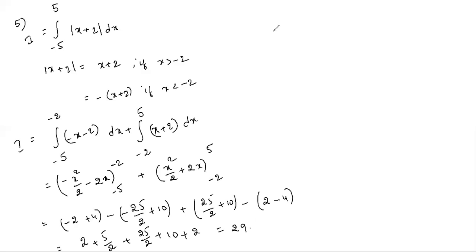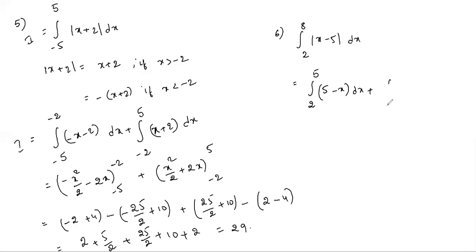Next, similarly, the sixth one: integral 2 to 8 of mod x minus 5 dx. So for integral mod x minus 5 dx, we have to break it at x equals 5, where it is 0. So in between 2 to 5, take any value. Suppose you take 4, 4 minus 5 is negative. So negative means mod is minus, so you write 5 minus x dx.